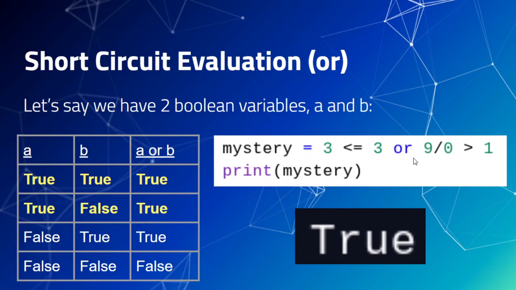And since it's an or, we don't even need to look at the next one. So we're done, and we print true. Once again, we have a division by 0 error going on here. So we might think that it would cause an error, but short circuit evaluation prevents this from happening.